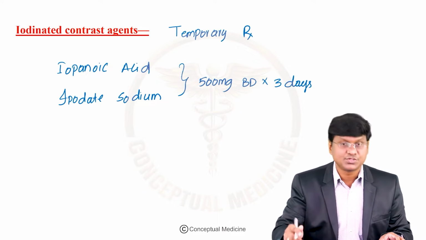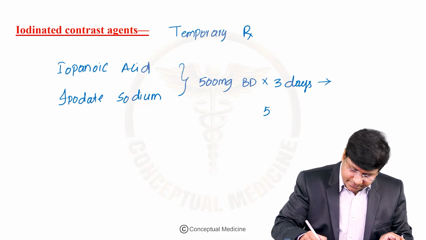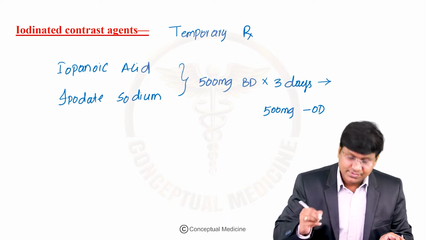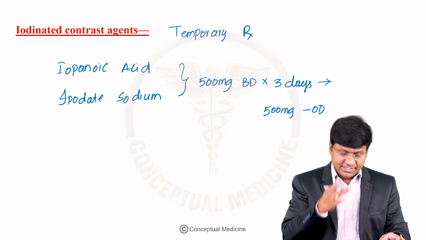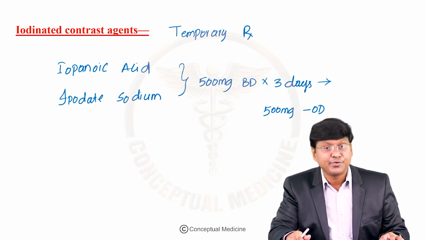500 milligrams twice daily for 3 days. Then you need to give 500 milligrams once daily. So that is the dosage of iopanoic acid or ipodate sodium.